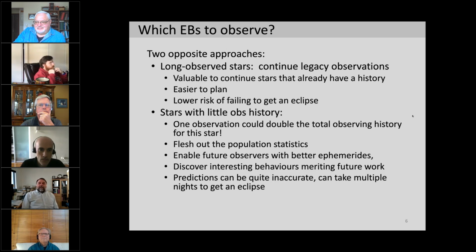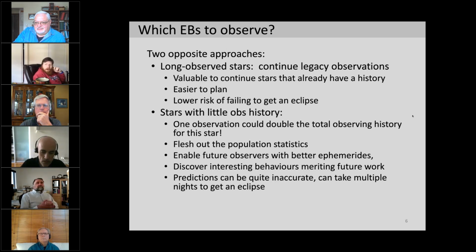He knows them well, and he produces an ephemeris for a list of about 200 that really makes your observing planning easier. And it is definitely valuable to continue stars that already have a long history, because human life is short compared to the life of a star. And the best way to get 150 years of observations is to start young and start with a star that already has 100 years of observations. So these stars are ones with a long observing history that should be continued.